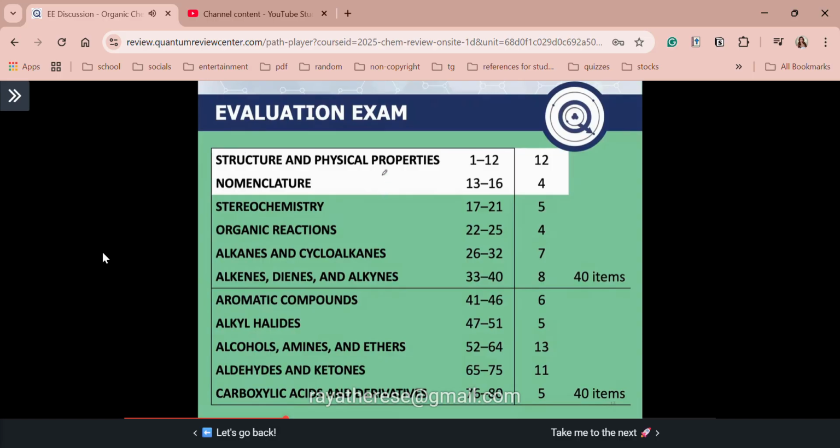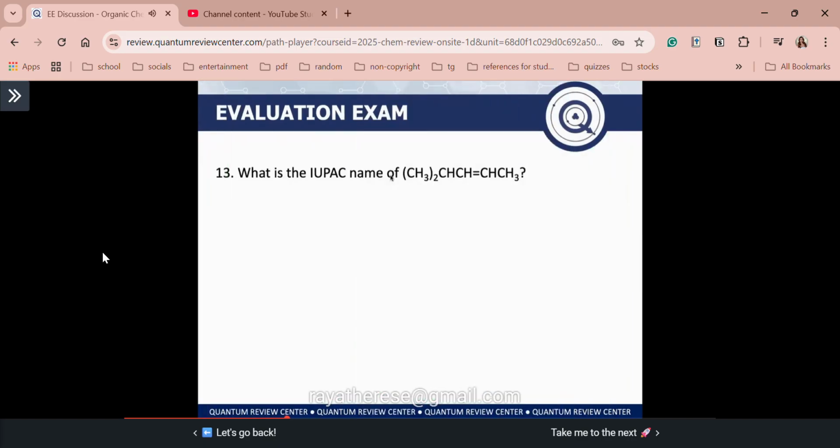Hopefully, class, your scores are high with the first topic. For our next topic, nomenclature, usually students complain about it. The questions here will use condensed structural formula like this. Class, don't be scared. Just remember, whenever you are not comfortable with these types of structural representation, convert it first.